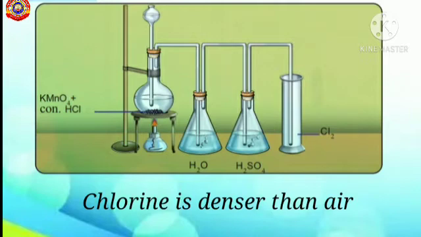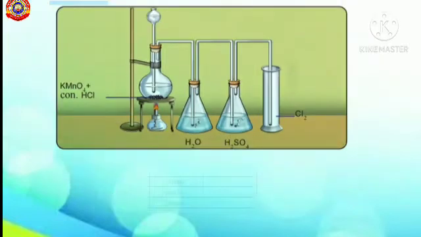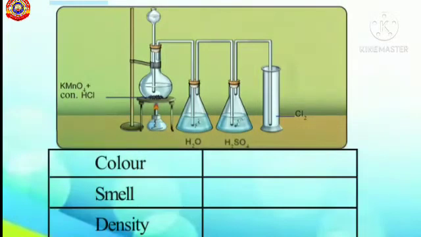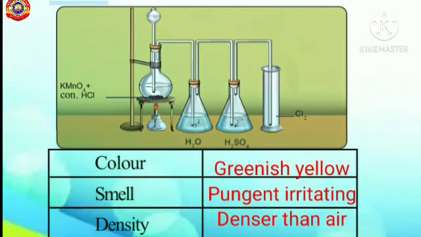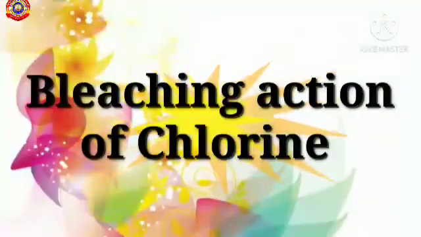Based on these observations, let us consolidate the physical properties of chlorine. Chlorine is a greenish yellow colored gas. It has a pungent, irritating odor. The density of chlorine is higher than that of the air. Now shall we see the other properties of chlorine? Yes, we are going to discuss the bleaching action of chlorine.